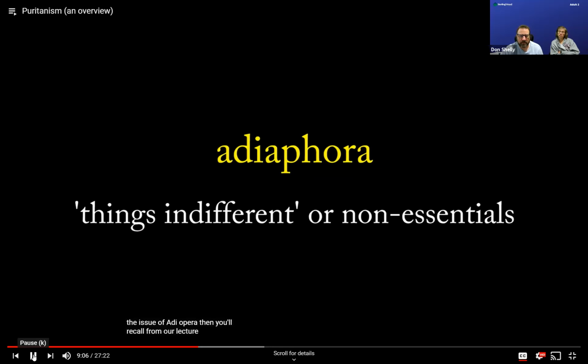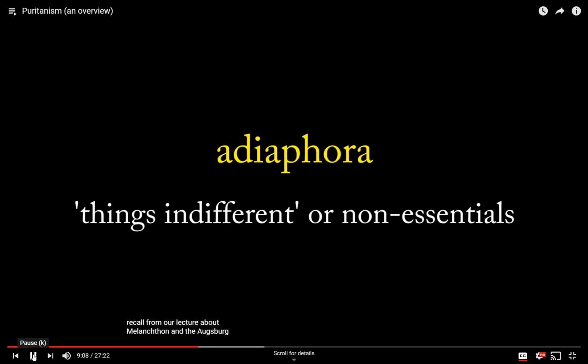And you'll recall from our lecture about Melanchthon and the Augsburg Interim under Lutheranism, this fight about what are the essentials, what can we all agree on, and what things should be considered, quote, indifferent, which is a word we said would be translated in the 21st century to mean things that are non-essential. What happens here in England is the debate about adiaphora or non-essentials begins to divide a bit.